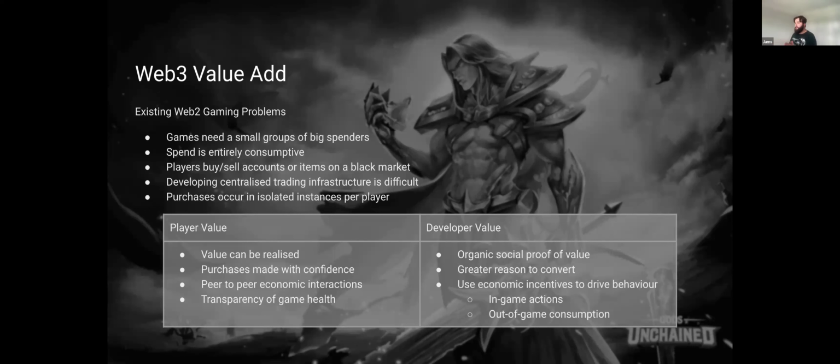And on the other side, there's a lot of value for developers. I've already talked about social proof. Whilst that's something that players get a lot of value from, they can make purchases knowing that there is a reason why they should or shouldn't make that purchase. As developers, it's something that we can actually utilize to drive more value from our products. We can create instances using game mechanics that can create the demand for an asset, and then the social proof for that asset is then more desirable in the secondary market.